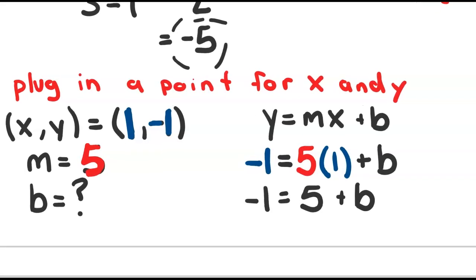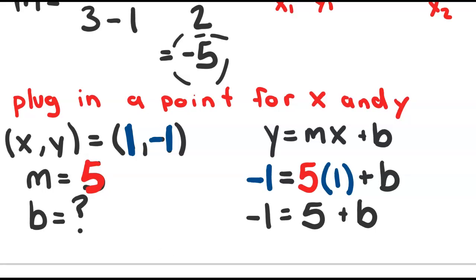Oh, I messed up somewhere. Does anybody notice what I didn't add? Not the 1. I had the 5. We found originally that our slope should be -5. So this should be -5 and this should be a -5 here. So this should be a -1 equals -5 plus b.